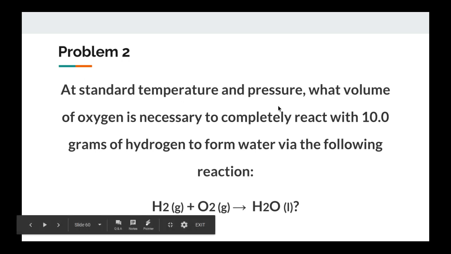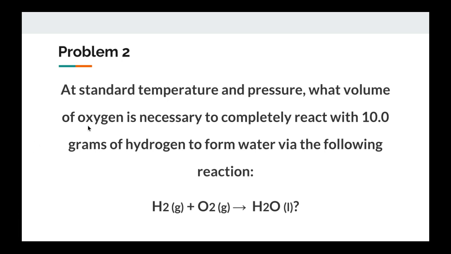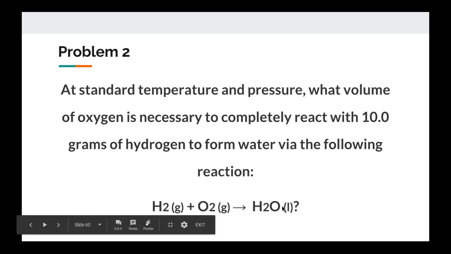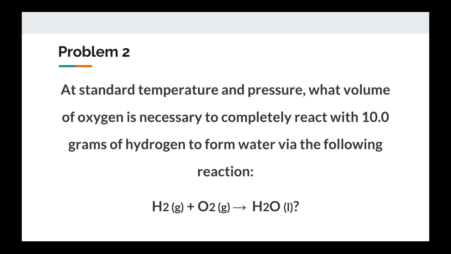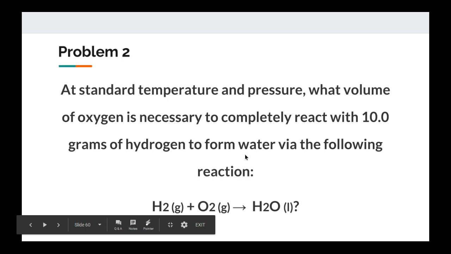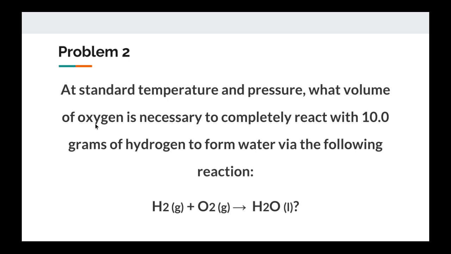At standard temperature and pressure, so it's still at STP, what volume of oxygen, so that's what you're required to find, is necessary to completely react with 10.0 grams of hydrogen to form water via the following reaction. So the chemical equation is given here, and obviously the equation is not yet balanced, so you have to balance this correctly. Even if water is mentioned here, in this problem you know that you're just given H2 and you are to get oxygen gas, O2.